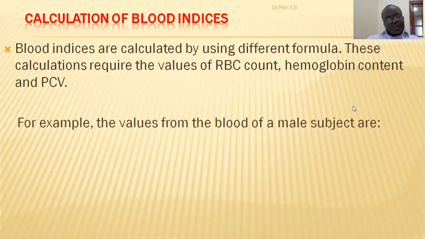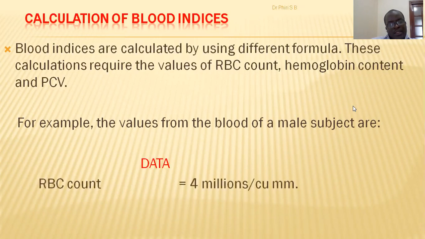So for example, let's give ourselves a male subject with this data to be used to come up with the calculations for blood indices. This male subject has a red blood cell count of 4 million cells per microliter of blood, or cubic millimeter of blood. Remember, you've done your total blood cell count, and then you come up with this figure of 4 million cells per cubic millimeter.